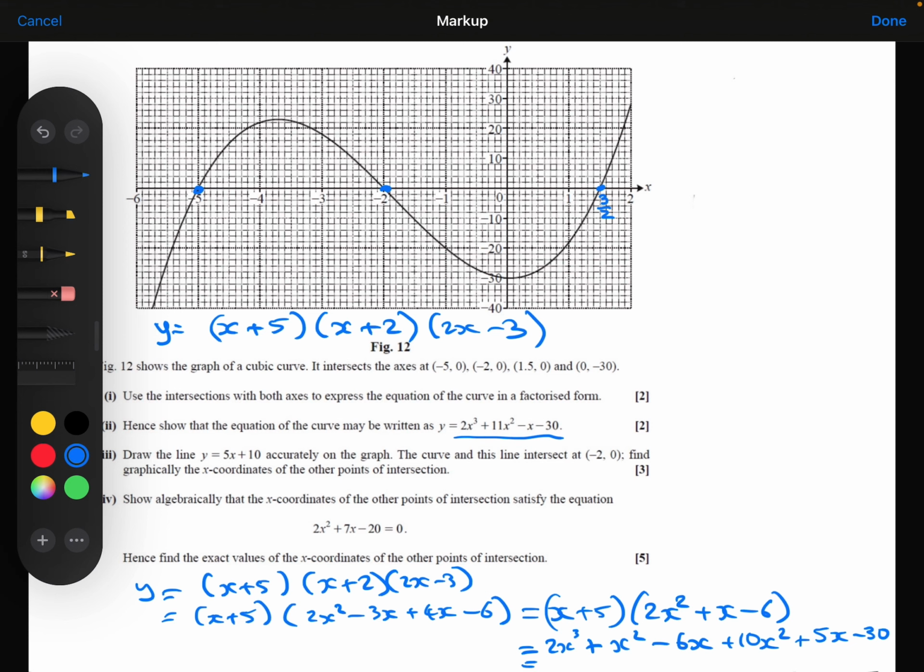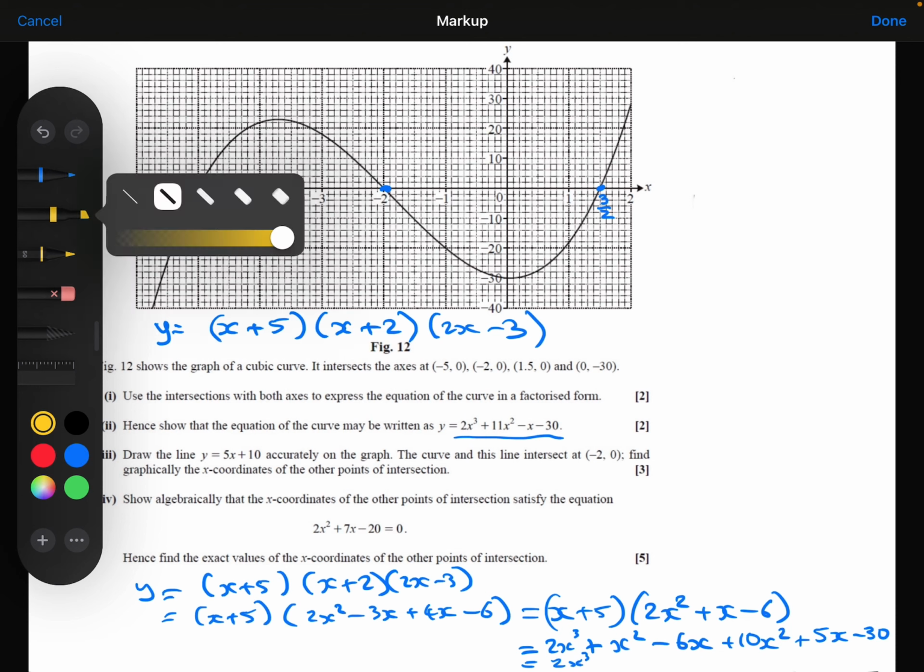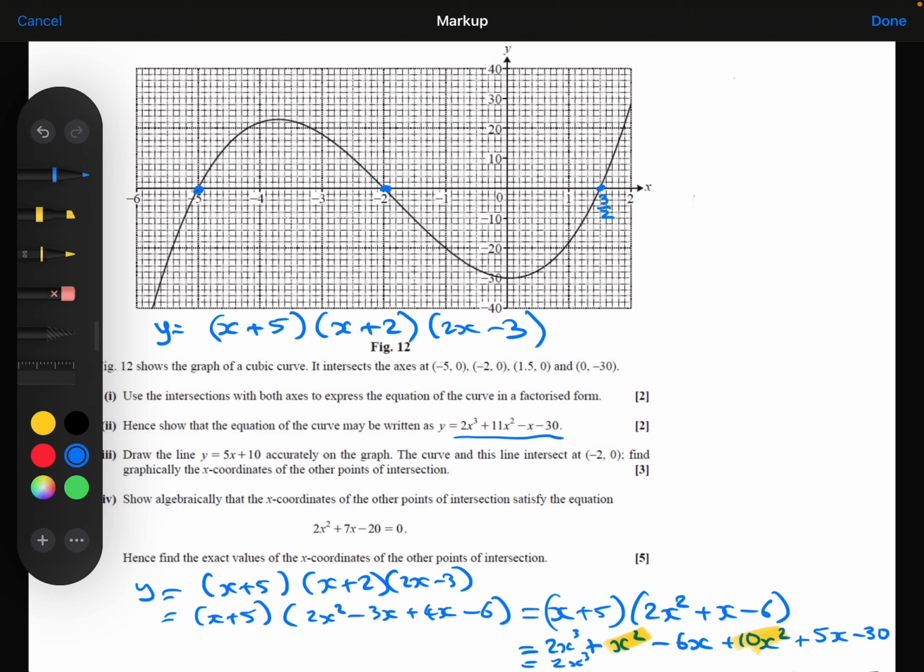Then let's finally collect up the like terms. So we've got the 2x cubed, which is by itself. We've then got the x squared plus 10x squared, which is 11x squared. We've then got the minus 6x plus 5x, which is minus x. And then we've got the minus 30 on the end. So we can see that we have now shown that the curve can be written in that form.